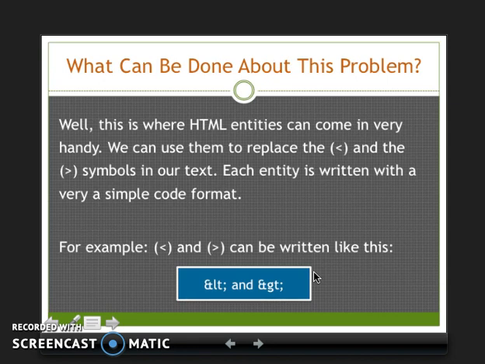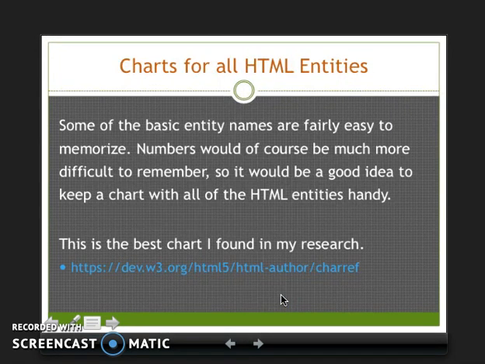We can use them to replace the less than and greater than symbols in our text, and the code is really simple. For example, the less than and greater than symbols can be written like this, with an ampersand first, LT for less than, and then an ending semicolon. And then the greater than is the same format with an ampersand and GT for greater than, and then a semicolon. And so before we move on, I would like to show you what this sentence would look like if we put it into my basic page in Brackets.